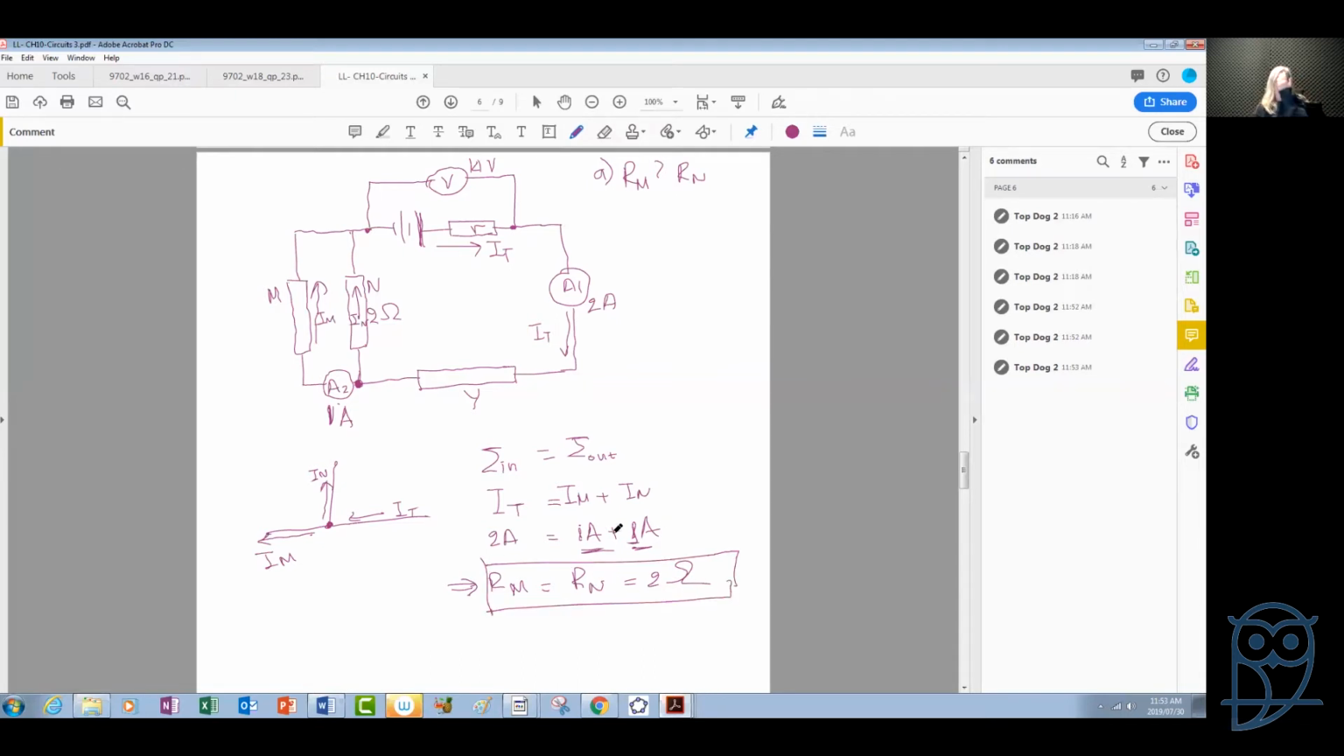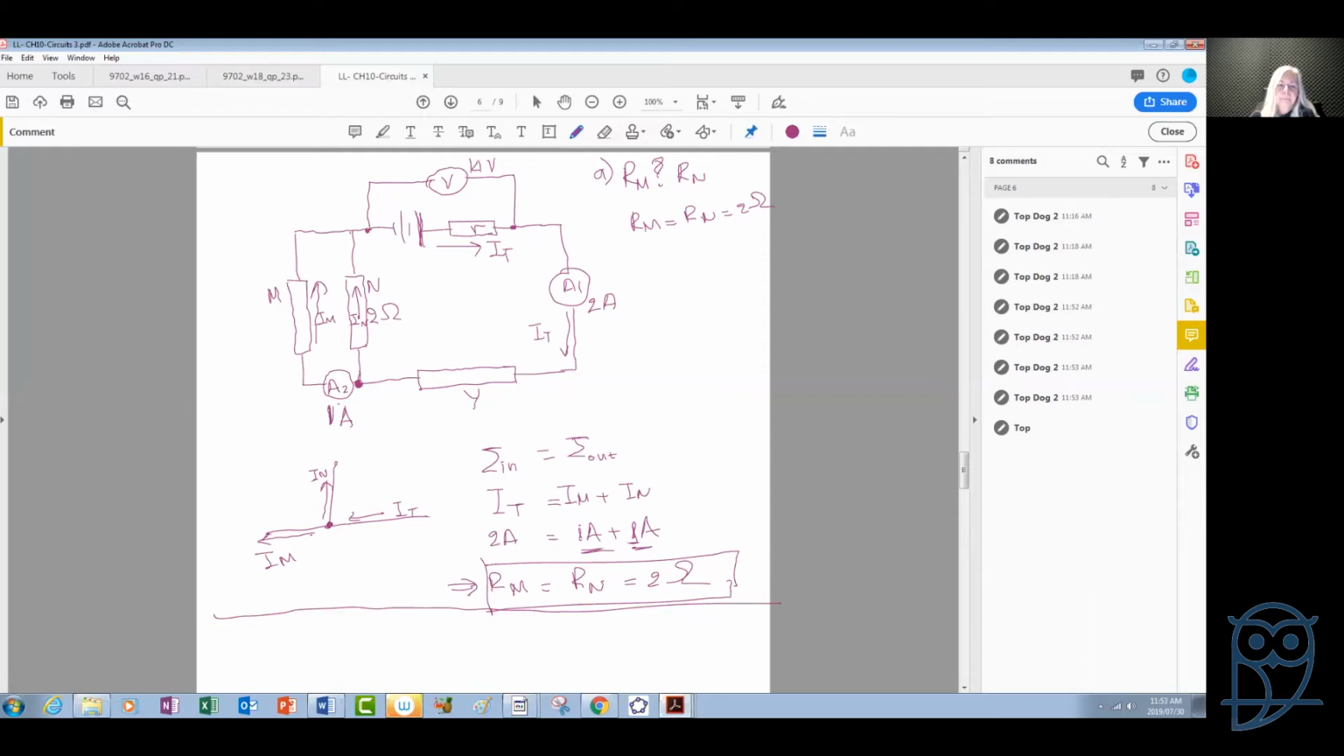That was not a difficult question. What is our answer? The resistances of the two are equal. They are equal to 2 ohms. Why? Because if this current is 1 ampere and the total current is 2 amperes, this must also be 1 ampere. So 1 ampere here, 1 ampere there. Obviously, they have the same resistance. All right, okay, next question.